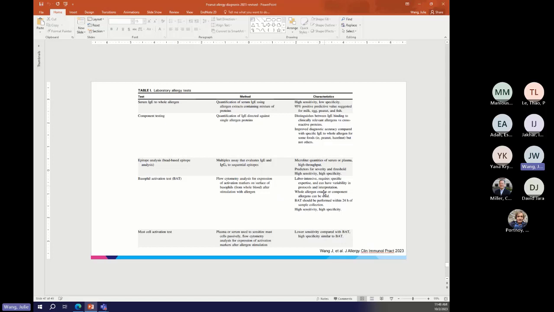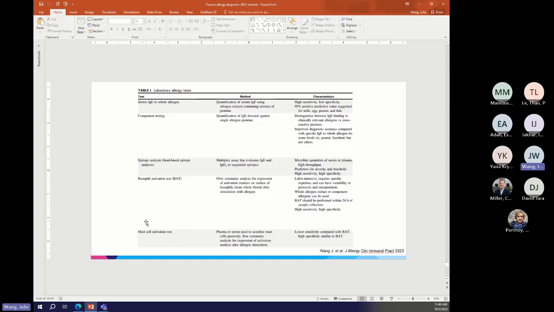But it's important to note some of the limitations, which need to be addressed before widespread use can be done. It is quite labor intensive, requires specific expertise, and there's quite a bit of variability in terms of protocols and interpretation. One key is that BAT needs to be performed within 24 hours of sample collection, and so that can pose a lot of logistical and access challenges. So these limitations need to be overcome before I think there is widespread availability of this test.